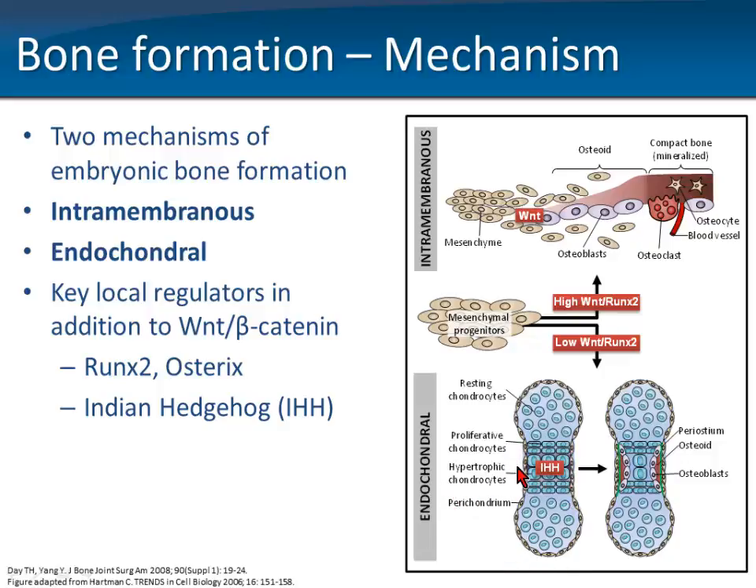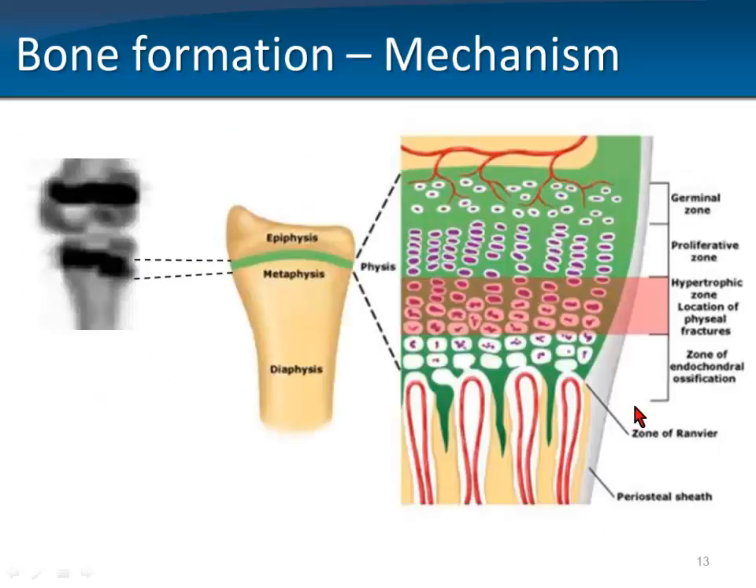And then, due to the influence of Indian hedgehog, which is another important mediator of bone formation, you see that chondrocytes will become hypertrophic, and this is in fact the sign that the primary ossification center is being formed. Chondrocytes will differentiate further into osteoblasts. They will start producing osteoids. A periosteum will be formed, and we have a primary ossification center. Later during development, of course, the secondary ossification centers will start at the physis.